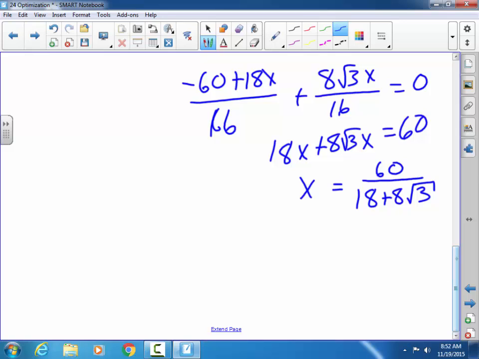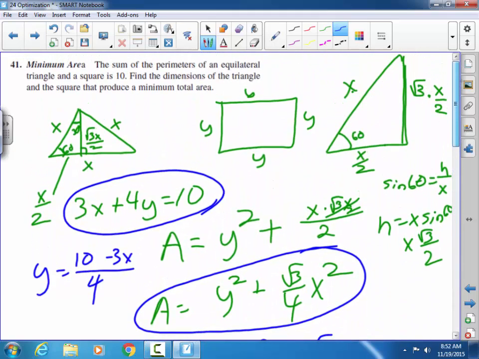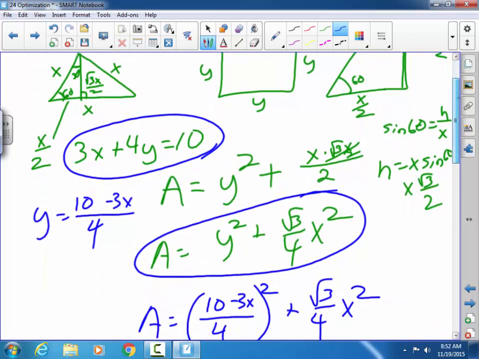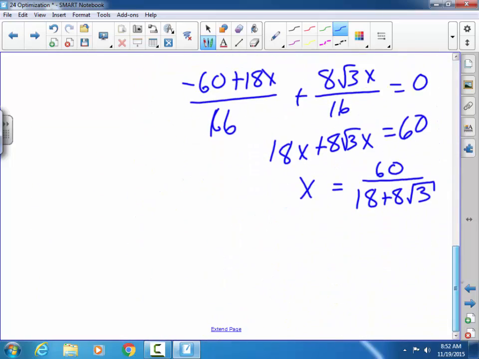When I threw the denominators away, I then took the negative 60 to the other side, making it positive. And then moving to this last step, I just factored an x out in my head and got that ugly number there. So that's the length of the equilateral triangle, and we could figure out the length of the square here. Everybody comfortable with that?